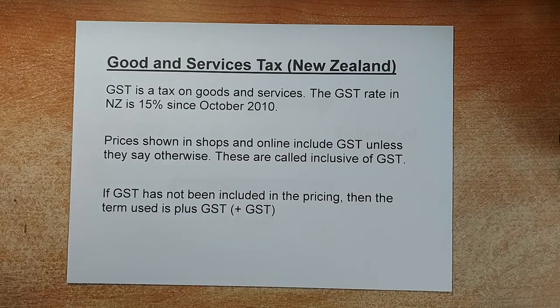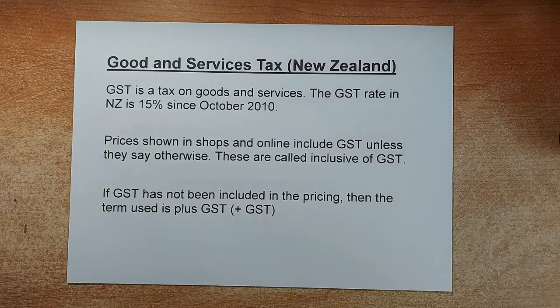Today I have a request from one of my subscribers who asked me to talk more about the calculation of the GST, also called the Goods and Services Tax in New Zealand. Okay, so what is GST? GST is a tax on goods and services, and the GST rate, the tax rate in New Zealand is 15% since October 2010. It was first started at 10%, increased to 12.5%, and now it is 15%.